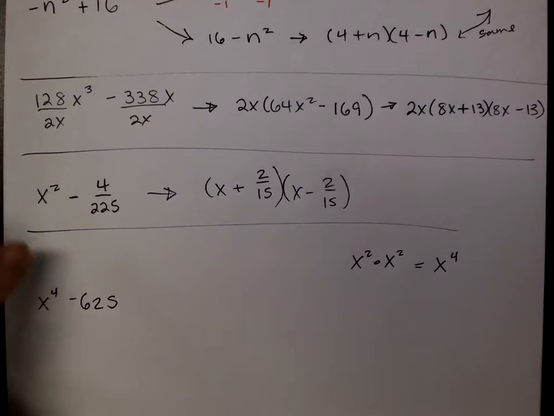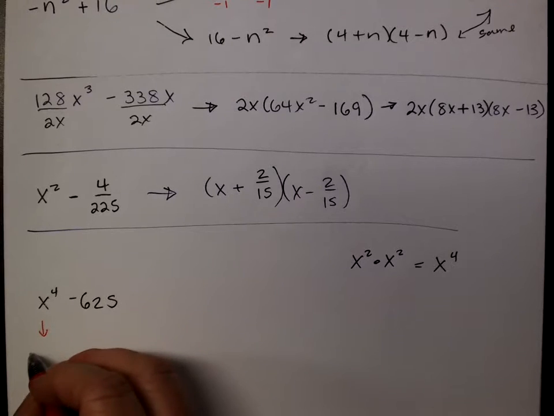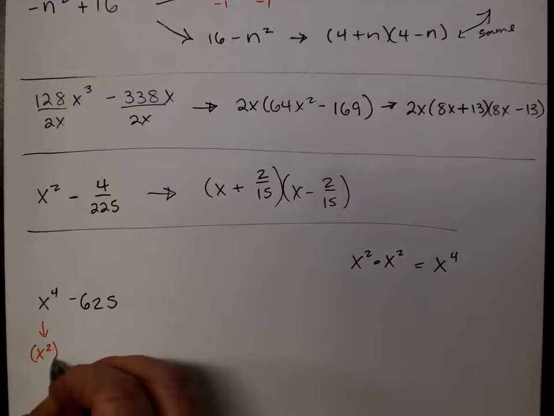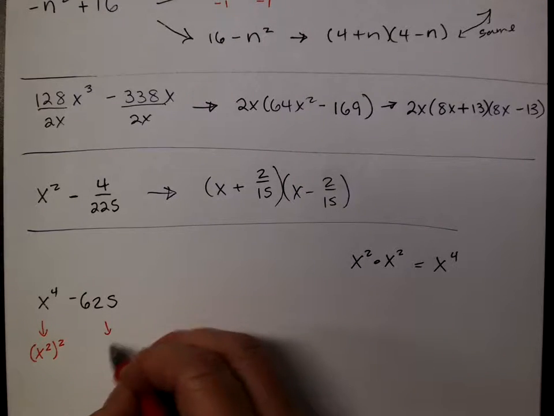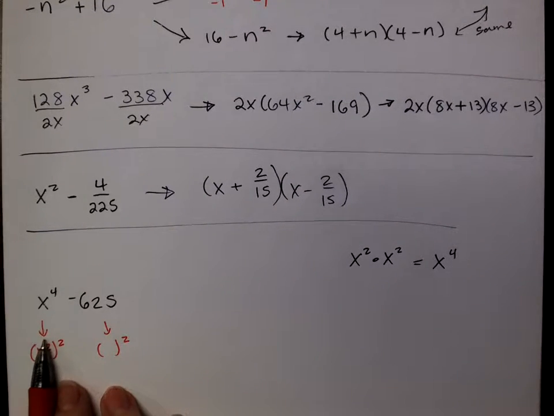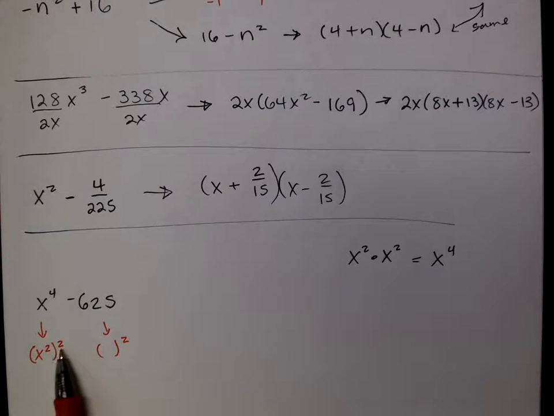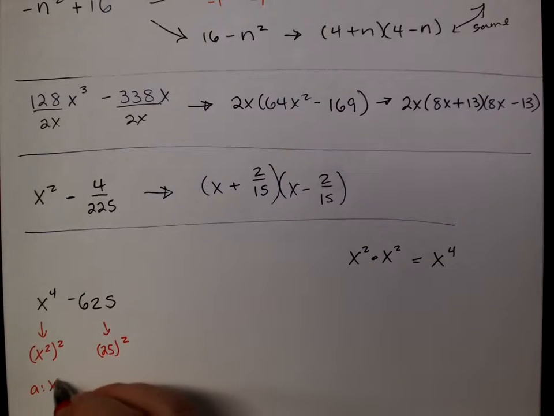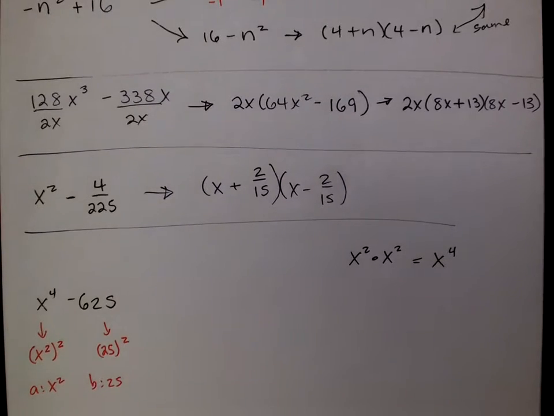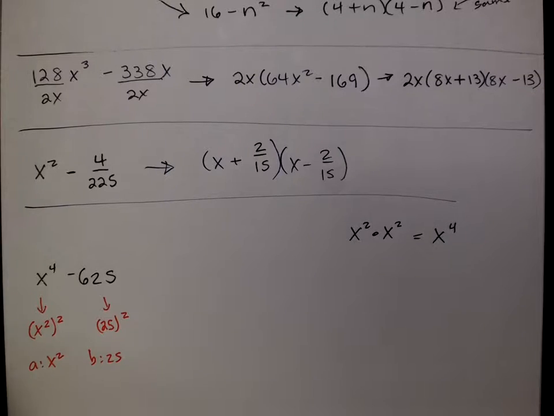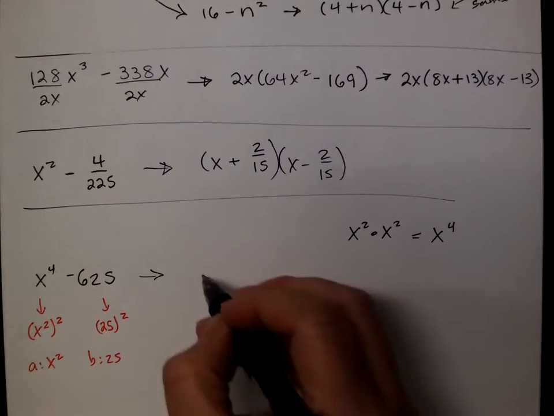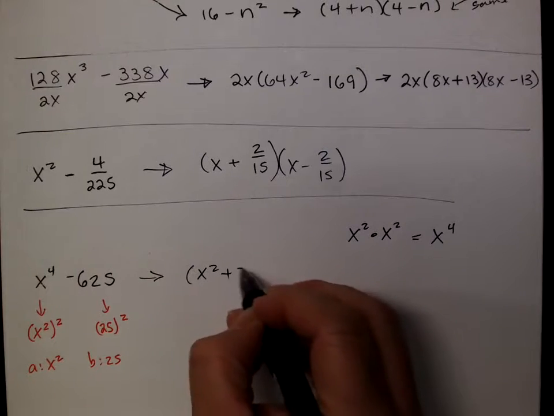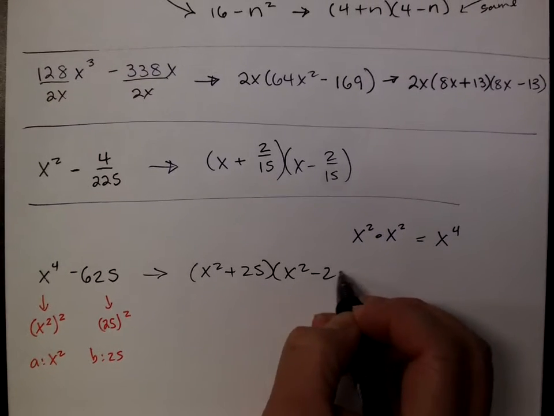Okay? So our a, and another way to think of it is, if you can write something squared, if you can put empty parentheses in a square and write something in there that makes it equal this, well, I can write an x squared here because 2 times 2 is 4. And this would be? 25. Yes. And so my a is x squared and my b is 25. All right, so there's my a and my b. So this is x squared plus 25, x squared minus 25.